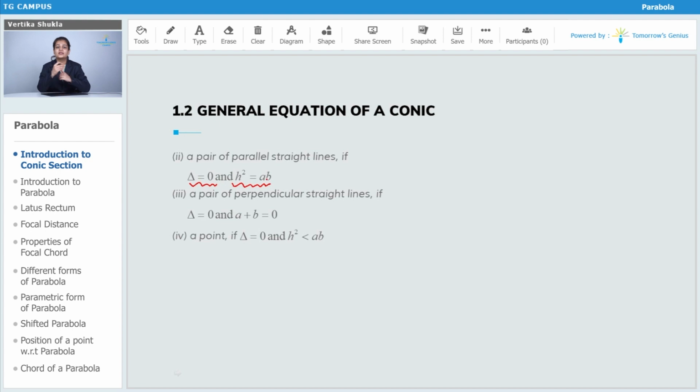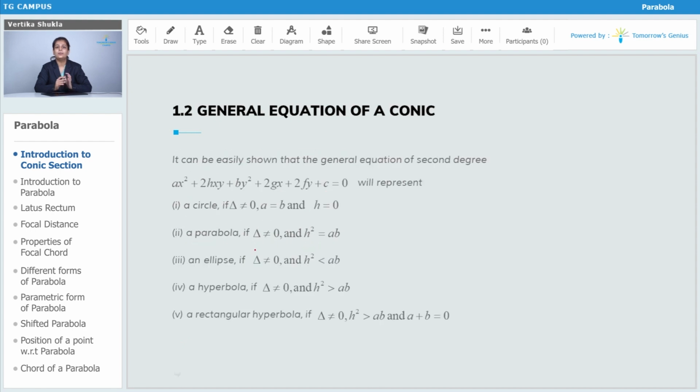Now coming to the next part, which is when delta is 0 and h square is equal to ab. Now there is an additional condition, and what is that additional condition? That h square is equal to ab. So along with delta equal to 0, if you get h square is equal to ab, in that case you get parallel straight lines. If delta is 0 and the value of a plus b is coming out to be 0, in that case you get perpendicular straight lines. And if delta is equal to 0 and h square is less than ab, in that case you get a point.